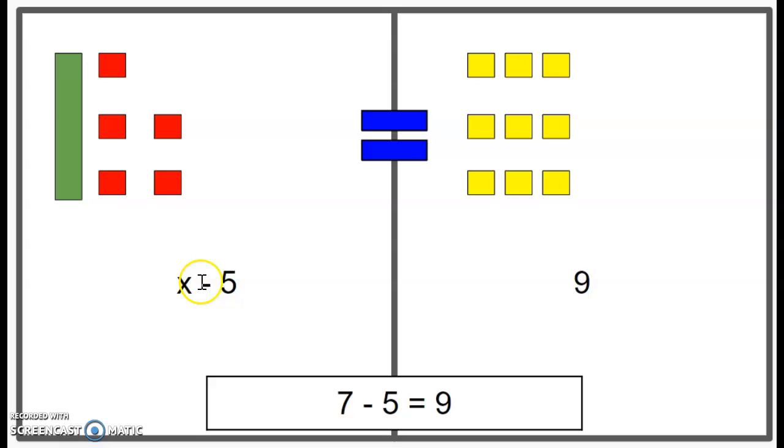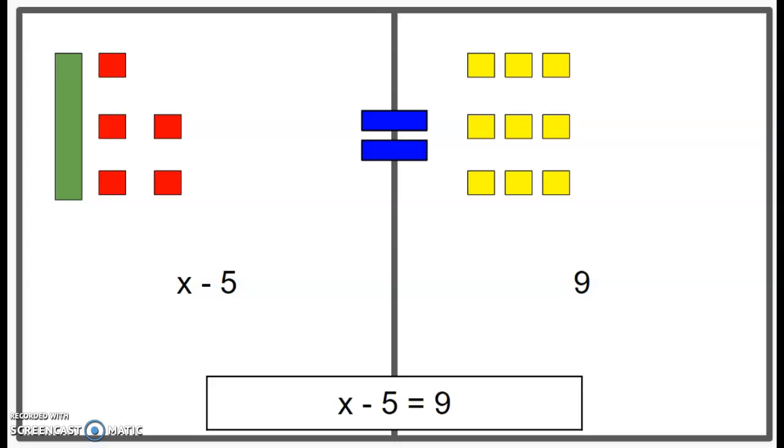So this would be x minus 5 equals, so on this side, if I count them all up, I have 9, and since they're yellow, they're positive. So I'm going to combine these together. X minus 5 equals 9. Whoops, I don't know why I have a 7 there, sorry. X minus 5 equals 9.